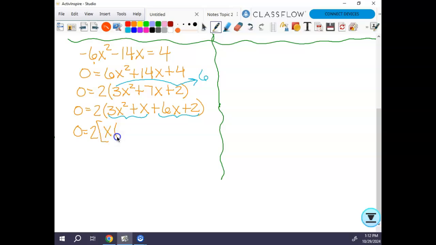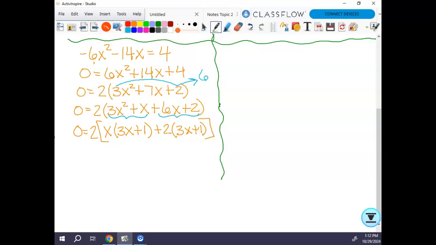X, and that leaves me with 3x. That's it. Plus 1. Don't forget the plus 1. Those are some weird things that I see. You still had two terms. Out of these two, what can I factor out? 2, so plus 2. And then that leaves me with 3x plus 1. And then I've got those brackets there.